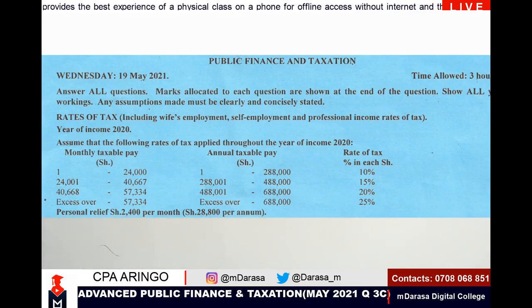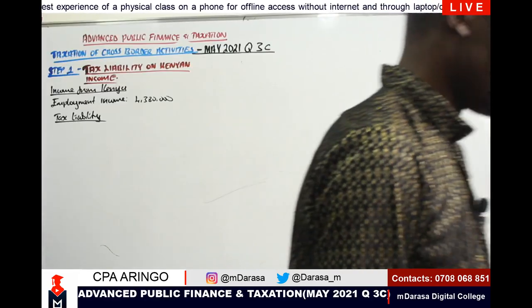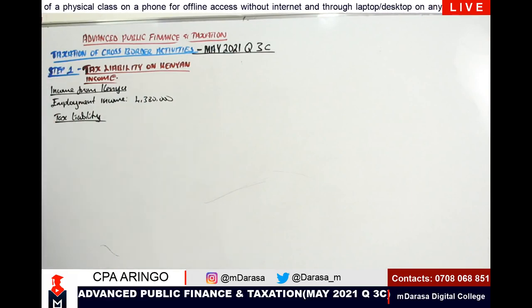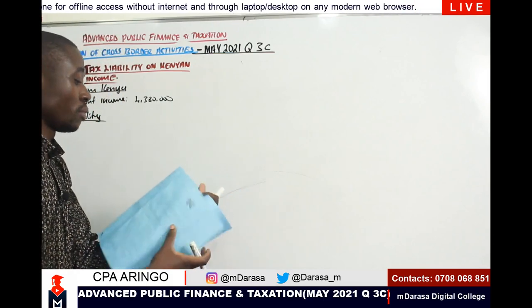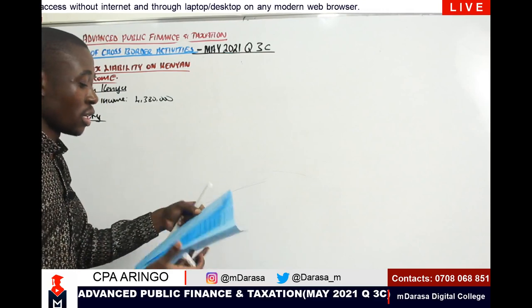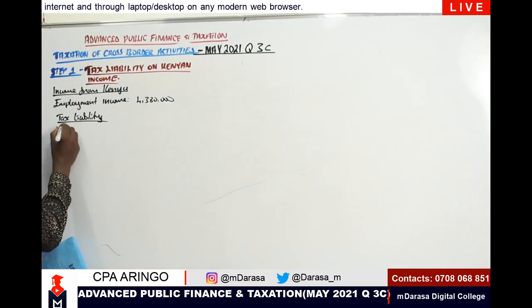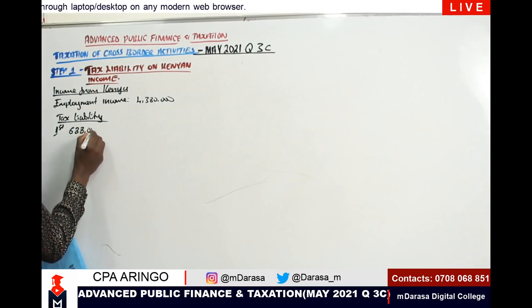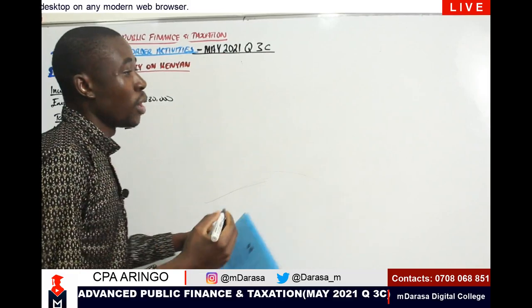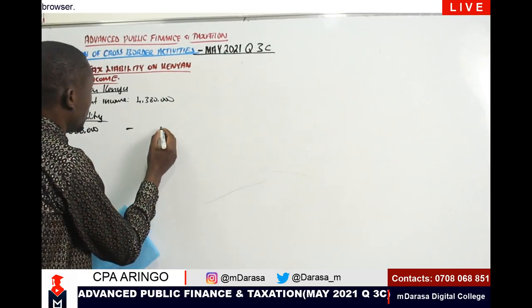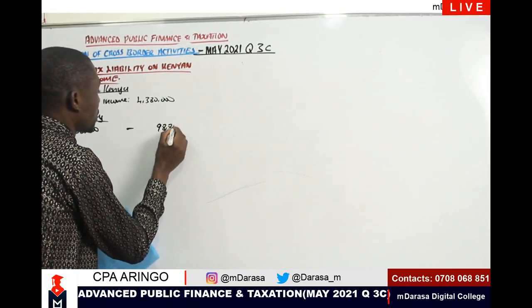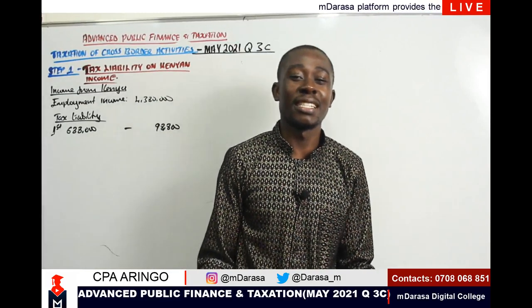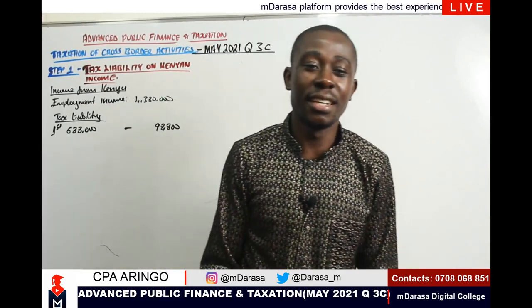Having mentioned that, we did a summary of the graduated scale rate, which we mentioned that for the first 688,000, if you check that scale rate, and I believe you've taken a screenshot, the tax liability was how much? 98,800. Probably a person will ask, Mwalimu, for those of us who never attended your class, how did you arrive at 98,800? This is a shortcut, my good students.